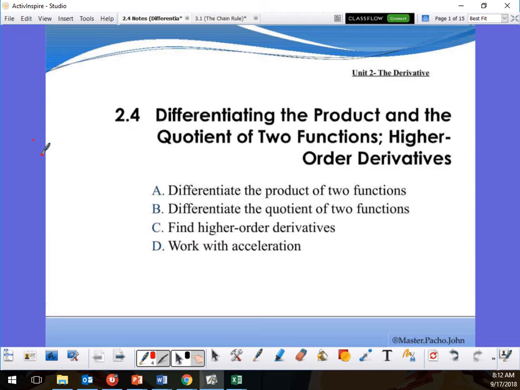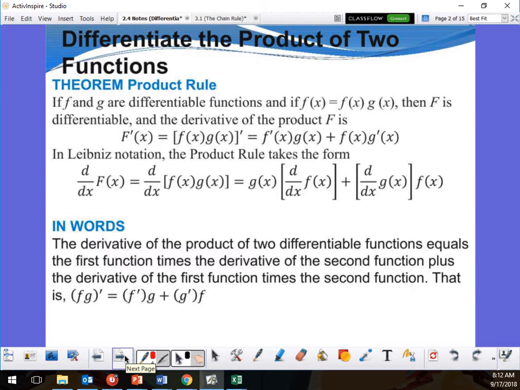All right. Good morning. This is Calculus 1, 2.4, differentiate the product and the quotient of two functions, higher order derivatives. I'm going to show you guys how to do it. We're doing the Voodoo magic a little bit more. So we're going to apply the Voodoo magic and see all this right here? This looks really confusing, doesn't it?